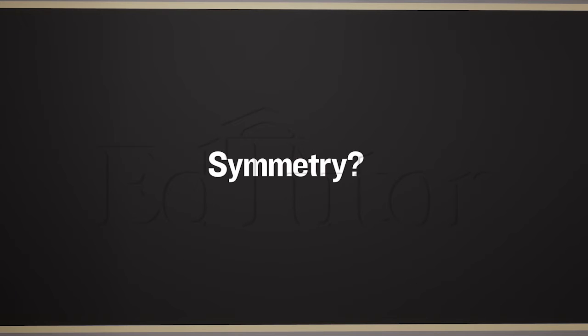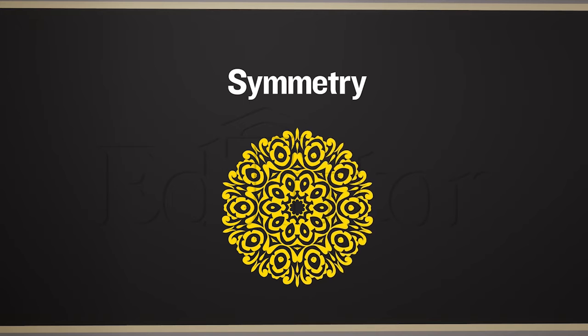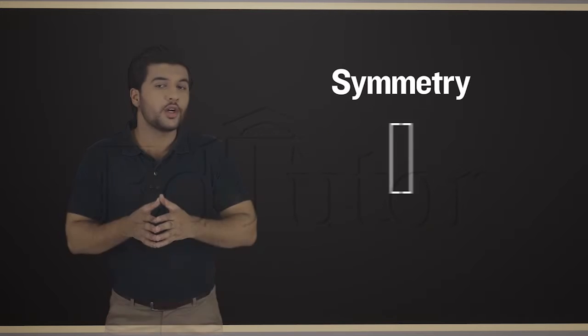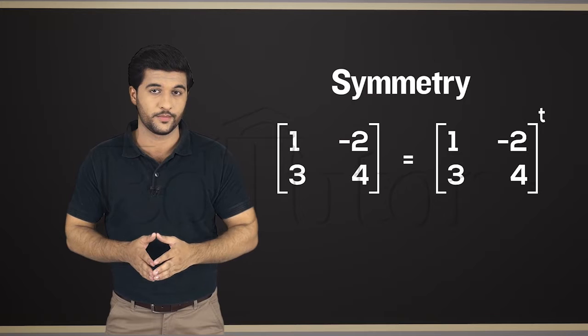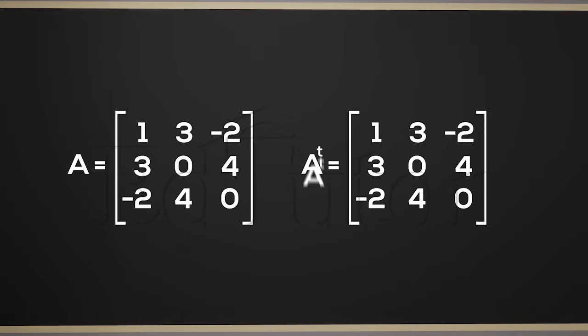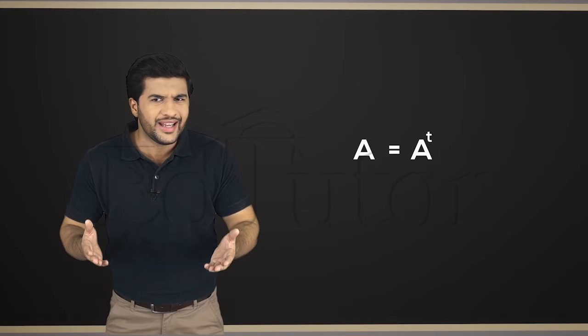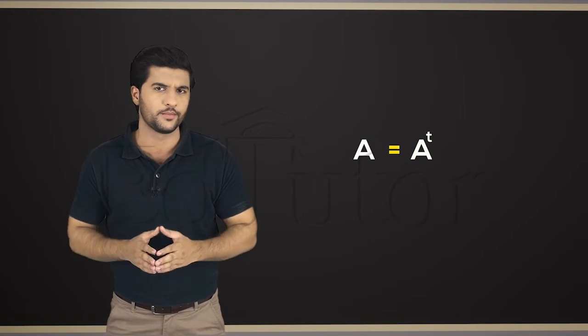Do you know what symmetry means? It means similar or look alike. For a matrix to be symmetric, it should be equal to its transpose, meaning matrix A is symmetric if the transpose of A is equal to A. But when can we be sure that A and the transpose of A are equal?